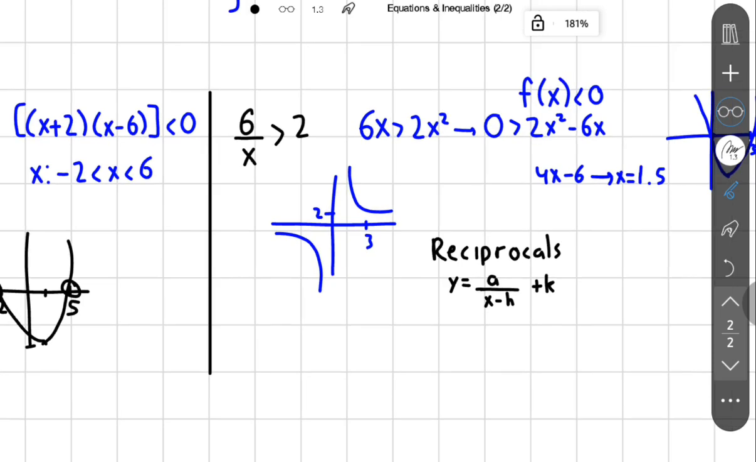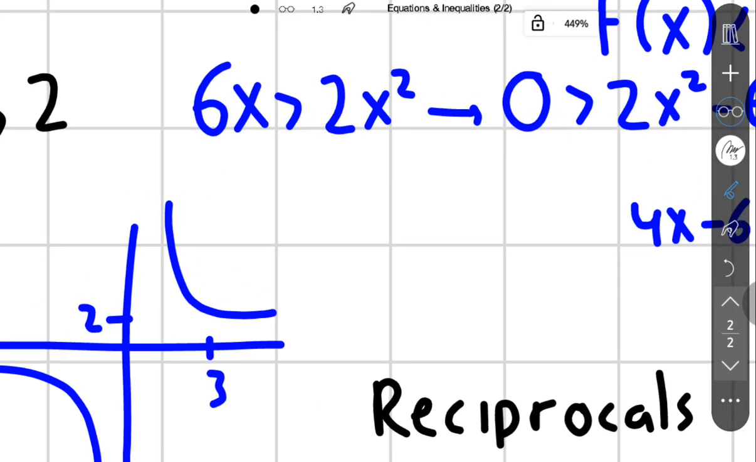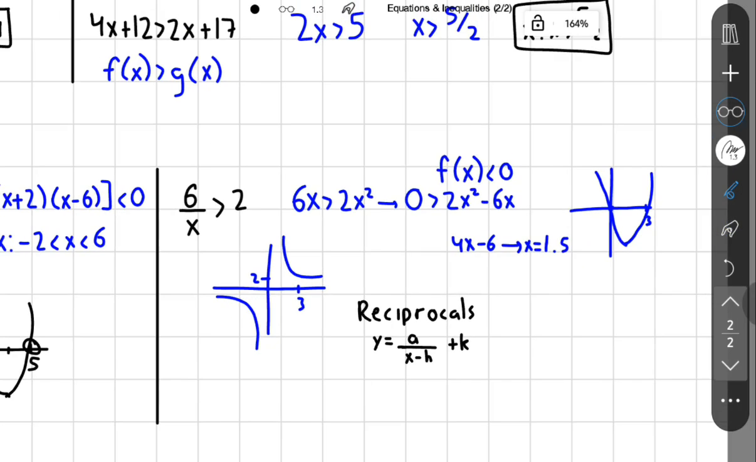And to be honest, I'd rather you solve it this way, where you just multiply both ends by x squared. So you can just get an easier graphical representation of where the inequality lies.